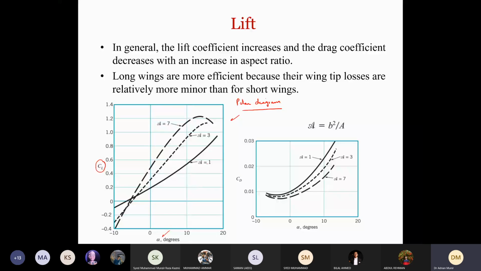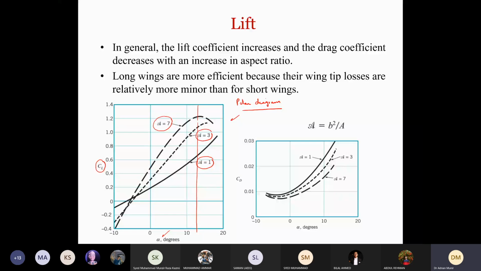The solid line is for aspect ratio of 1. The dashed line with small dashes is for aspect ratio of 3, and the dashed line with large dashes is for aspect ratio of 7. So what do you observe from this case? You can clearly see that as we increase the angle of attack, the lift force is increasing up to a critical value. For example, if you look at aspect ratio of 7, the lift force is increasing up till this point. With further increase in the angle of attack, the lift force is decreasing, right?